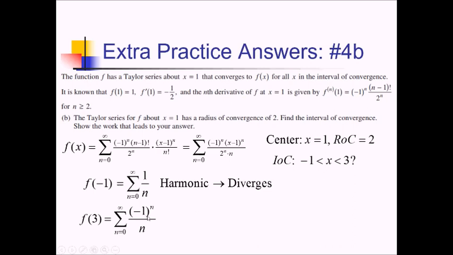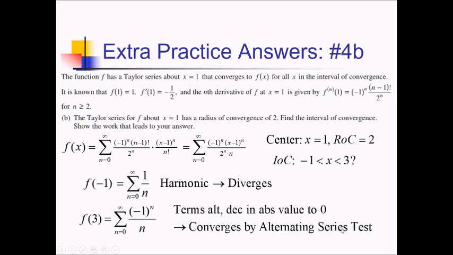Now this one we also recognize. This is the alternating harmonic series. Or you could use the alternating series test on this. Terms alternate, and decrease in absolute value to 0. Therefore, this converges by the alternating series test, but you could have said this was the alternating harmonic series and it automatically converges. Either would have been acceptable here. Either way you slice it, we have to include our endpoint of 3, so we're going to write this as negative 1 less than x less than or equal to 3.